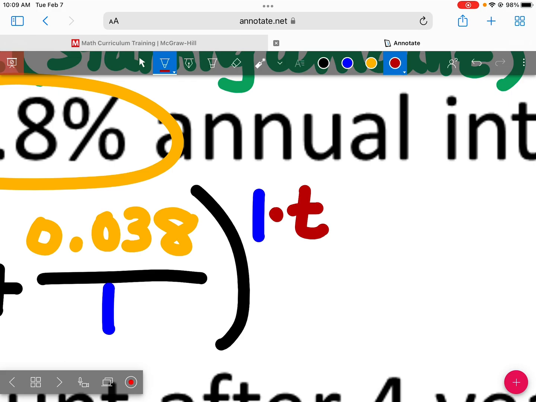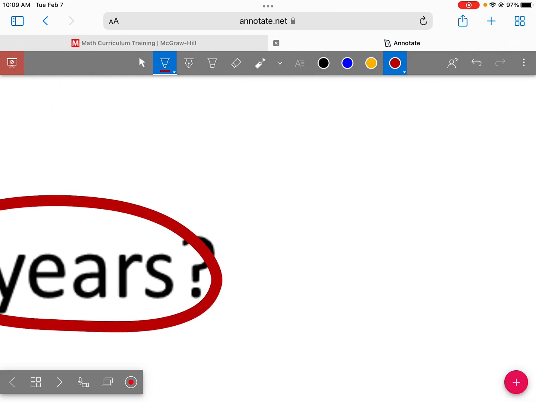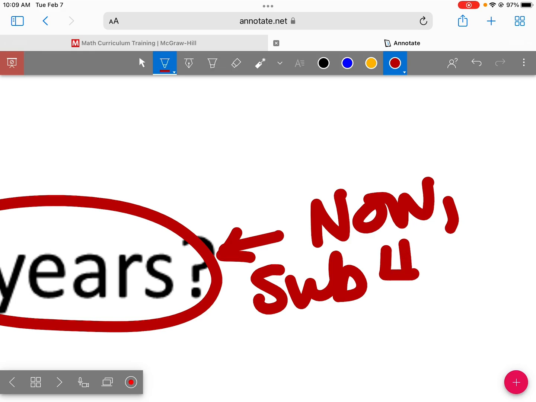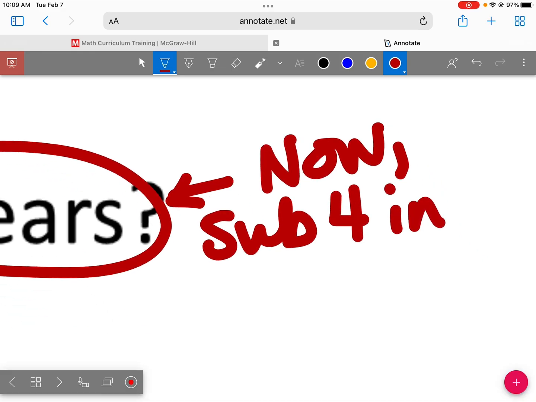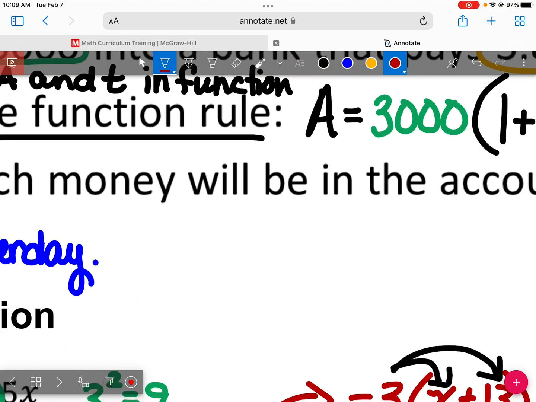How much money will be in the account after 4 years? What new information did they just give me in Part B that I can use now? Yes. So only in Part B. Part A is just write the rules, so we're just going to leave it like that. So now, sub 4 in for T. And this is where our calculators come in handy.